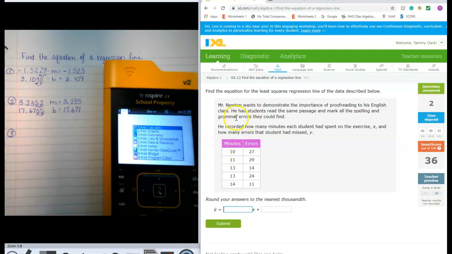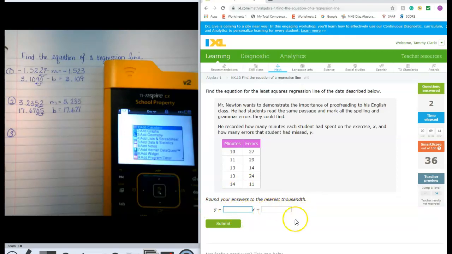So in this question or statement or story, we have Mr. Newton wants to demonstrate the importance of proofreading to his English class. He had students read the same passage and mark all the spelling and grammar errors they could find. He recorded how many minutes each student had spent on the exercise, which is X, the input, the independent variable, the domain, and that was a number of minutes. And how many errors the students had missed, which is Y, which is your output, your range, or your dependent variable. Now, again, we're going to round our answers to the nearest thousandths.